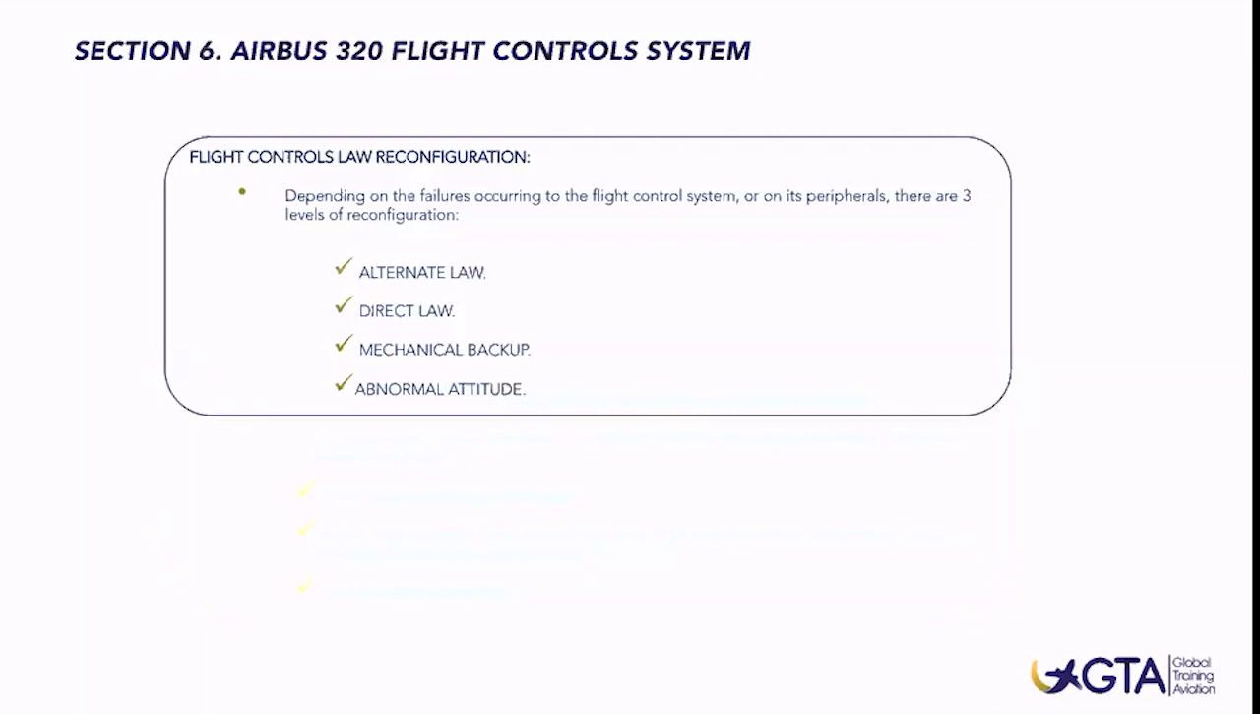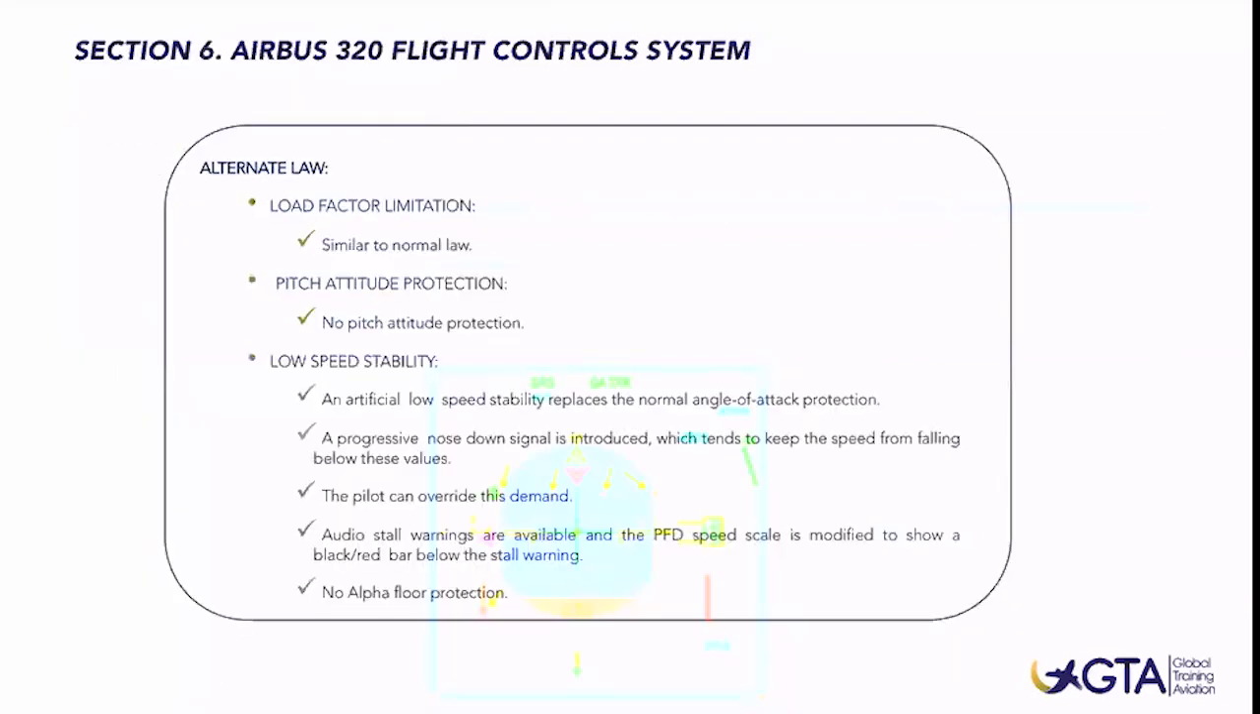So the question is, do we have alpha floor protection in alternate law? No, we don't. What we have is something similar, which is called low speed stability. Well, we have an alternate high speed stability above VMO or MMO. A nose up demand is introduced just to avoid entering this overspeed. And once again, the pilot can override this demand. So if the pilot keeps pushing the stick full forward, we will enter this overspeed condition. And there is no bank angle protection in alternate law.